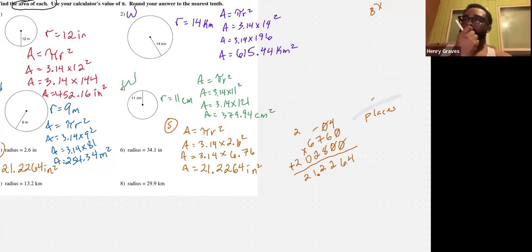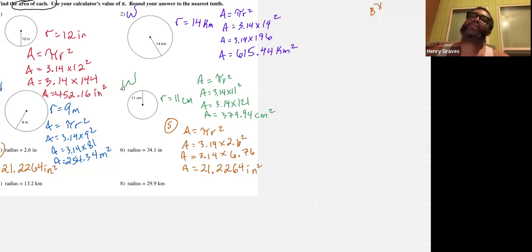Okay, let's see. On number 6, oh man, this is the one. I'm already looking at it and I'm already dragging my feet about it. The radius is 34.1. So I'm going to do number 6 over here, in black. I'm going to write my formula down.